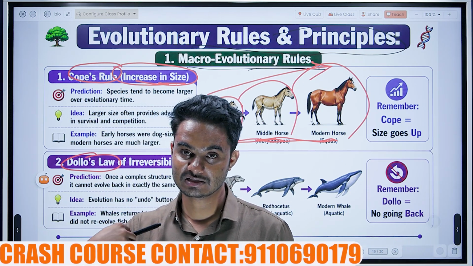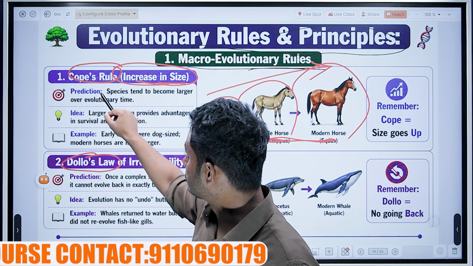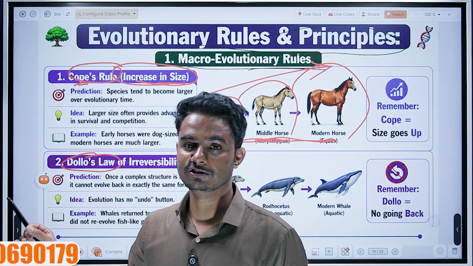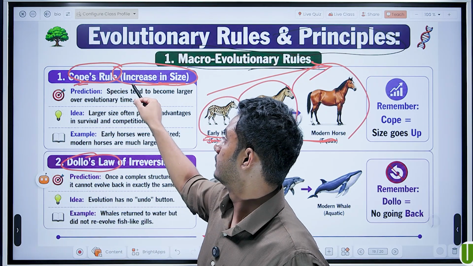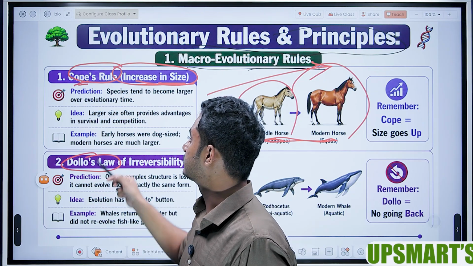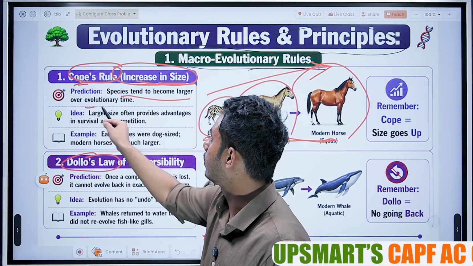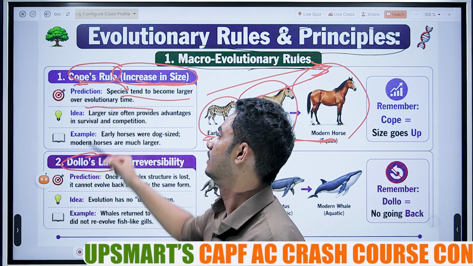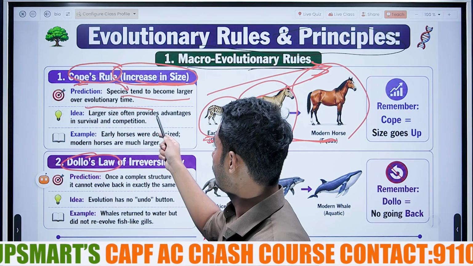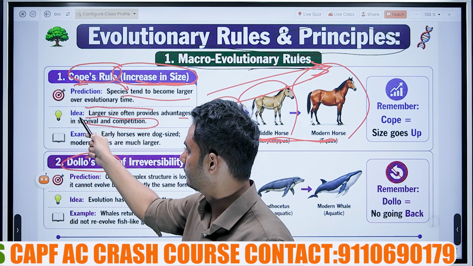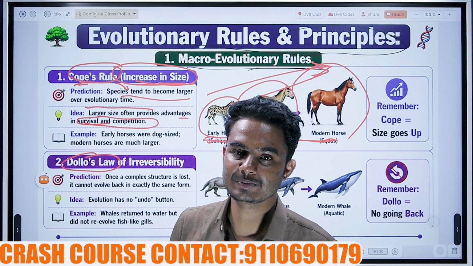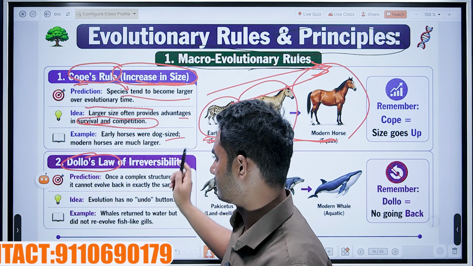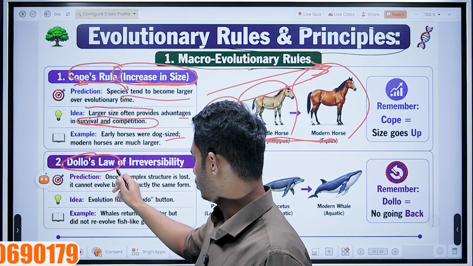We'll understand why. Before understanding why, this observation was made by Cope, and he named the principle after himself: Cope's rule. That is increase in size. Then he gave the prediction, that species tend to become larger over evolutionary time. It is evolving, it will become larger, it will increase in size. That was his thesis. And the idea was that larger size often provides an advantage in survival and competition. When it is bigger, it can compete with other species and it can survive better. That was the idea of Cope. Example, early horses.